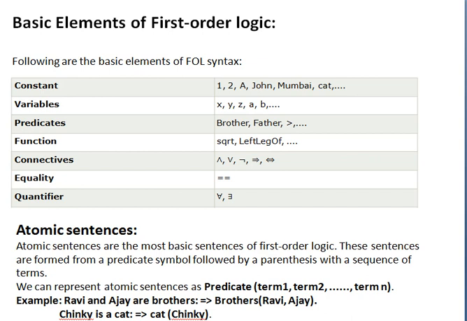Now we'll discuss atomic sentences. Atomic sentences are the most basic sentences of first order logic. These sentences are formed from a predicate symbol followed by a parenthesis with a sequence of terms. We can represent atomic sentences as predicate in parenthesis term 1, comma term 2, to term n. For example, Ravi and Ajay are brothers. We can write as brothers, that is the predicate, a relationship between Ajay and Ravi. So we can write brothers in brackets Ravi, comma Ajay.